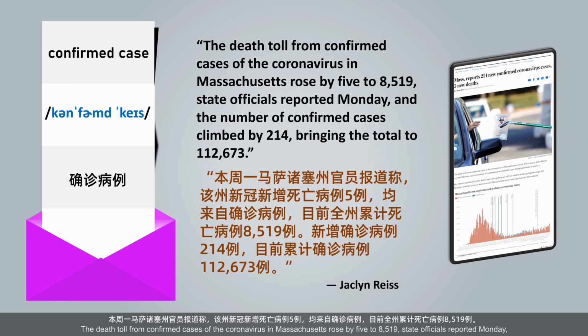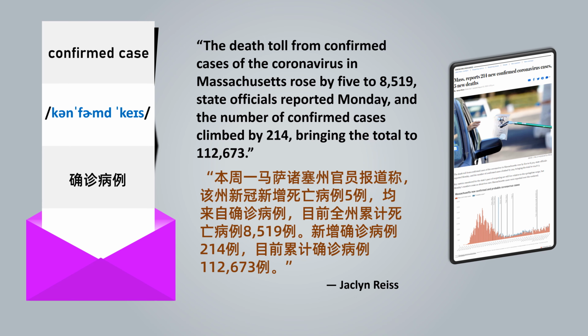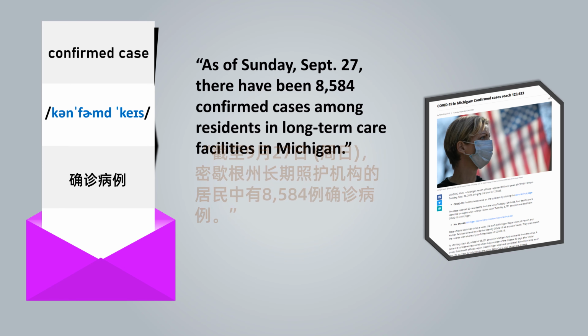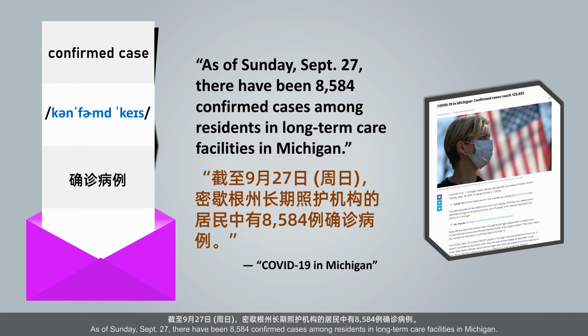The death toll from confirmed cases of the coronavirus in Massachusetts rose by 5 to 8,519, state officials reported Monday, and the number of confirmed cases climbed by 214, bringing the total to 112,673. As of Sunday, September 27th, there have been 8,584 confirmed cases among residents in long-term care facilities in Michigan.